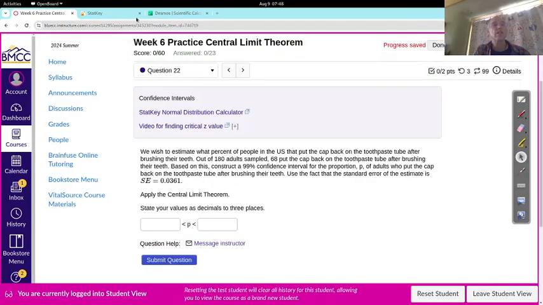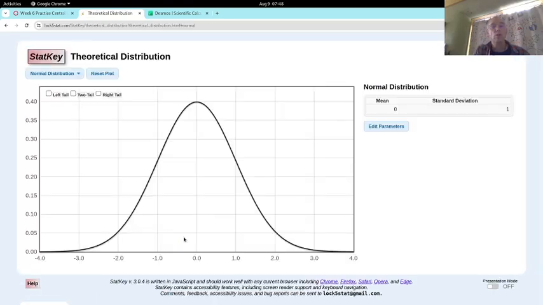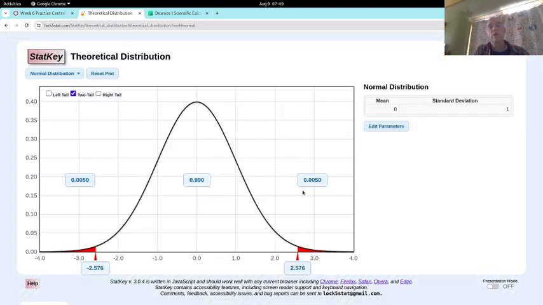So I'm going to go over to StatKey. And in StatKey, instead of using the single proportion confidence interval, which we could do, and we'll double check with that, we're going to use the theoretical normal. And then we want to figure out the appropriate z-score. Here for 95% it would be 1.96. For this particular one we want a 99% confidence interval. 99% as a decimal is 99 hundredths. StatKey tells me that for a 99% confidence level, my z-score should be 2.576. So I'll make a note of that.